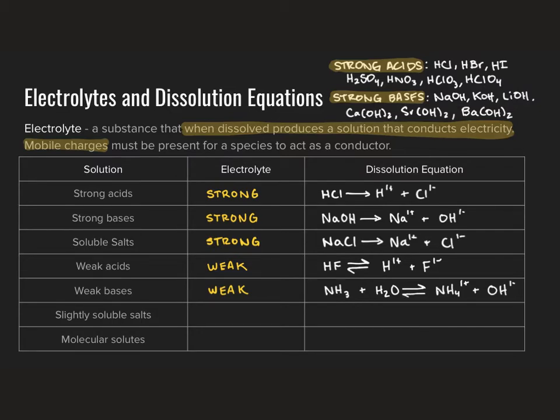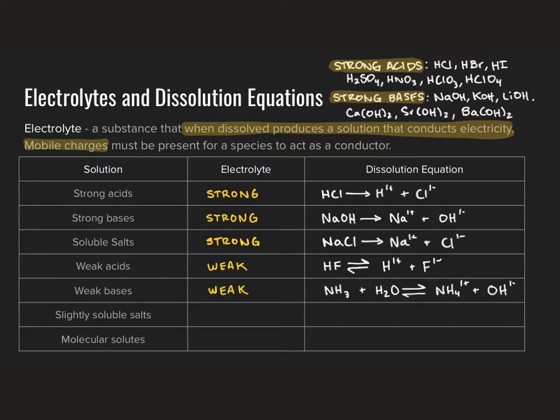And again, because this is reversible, we expect the system to establish equilibrium. That equilibrium lies to the left, and therefore we expect to see most of the particles in solution on the left-hand side, that is ammonia and water molecules, rather than those dissociated ions on the right. So again, a weak base is a weak electrolyte. It will produce ions in solution, just not nearly as many as strong acids or strong bases.